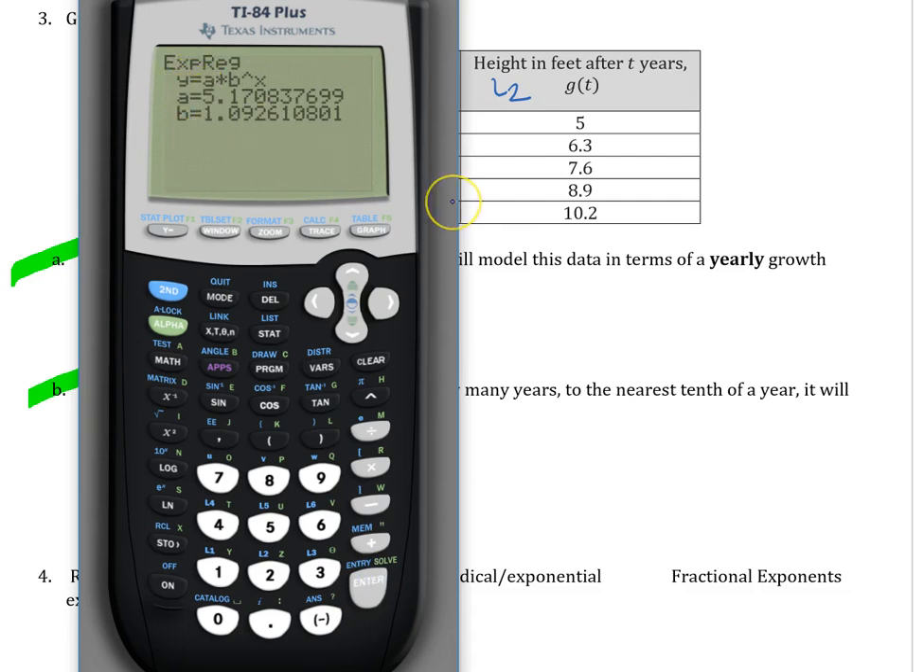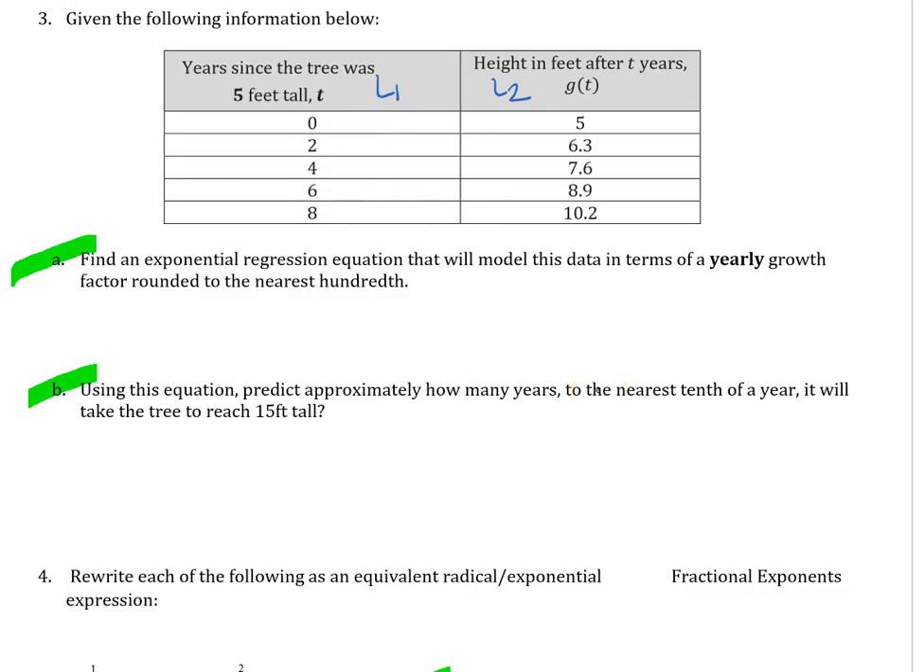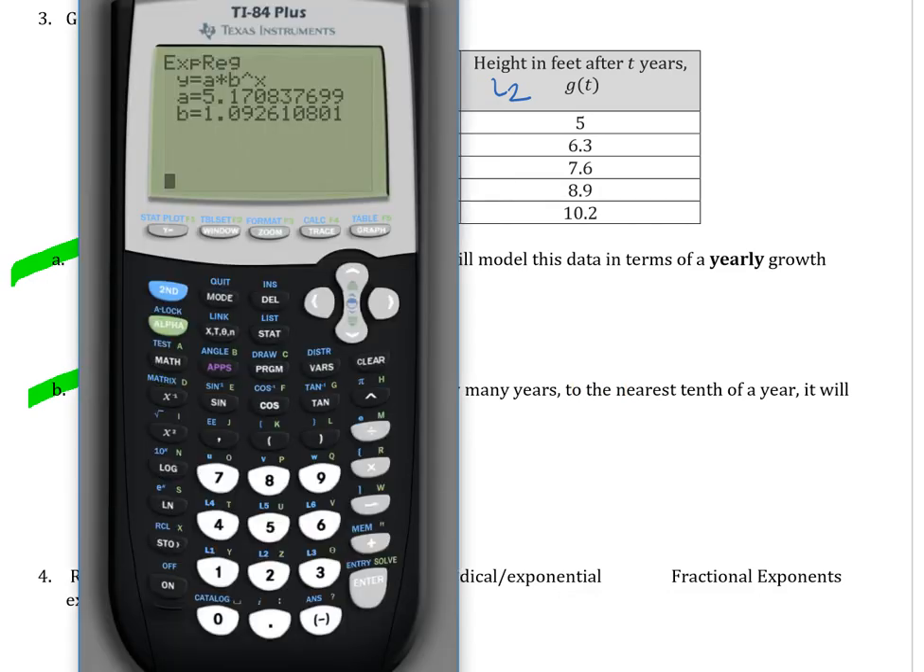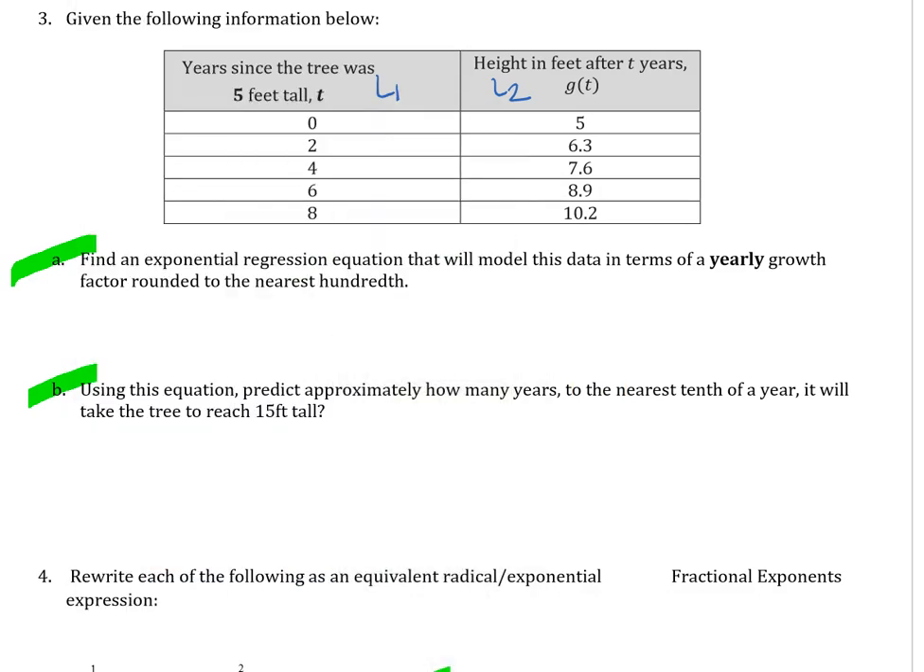Anytime you do an exponential regression in your calculator, it's giving you the yearly increase. So what this is saying is you initially have approximately 5.17, according to the best fit model. I know it says 5, but 5.17 is the best fit. And you're growing by about 9.3% per year, according to this. It says to round to the nearest hundredth. So 5.17 is your A, and your B is 1.09.